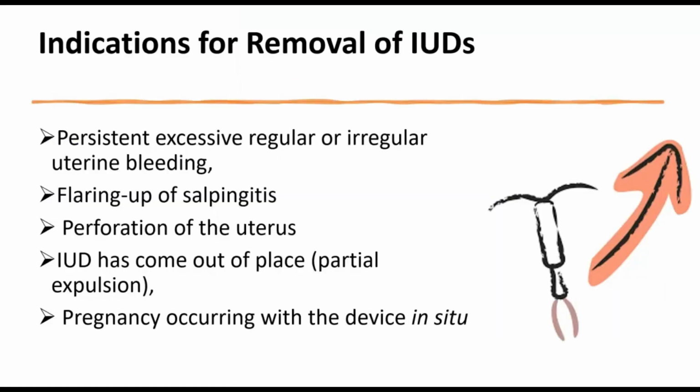So once we have inserted the IUD, there are some indications where we need to remove the IUD. So first is if there is a persistent, excessive, regular or irregular uterine bleeding and it is not resolved even after 3 to 4 months of use, then we need to remove it. If there is a flaring up of salpingitis or perforation of uterus and the copper T has migrated to the peritoneal cavity, IUD has come out of the place, there may be partial expulsion, or if there is a pregnancy occurring with the device in situ.